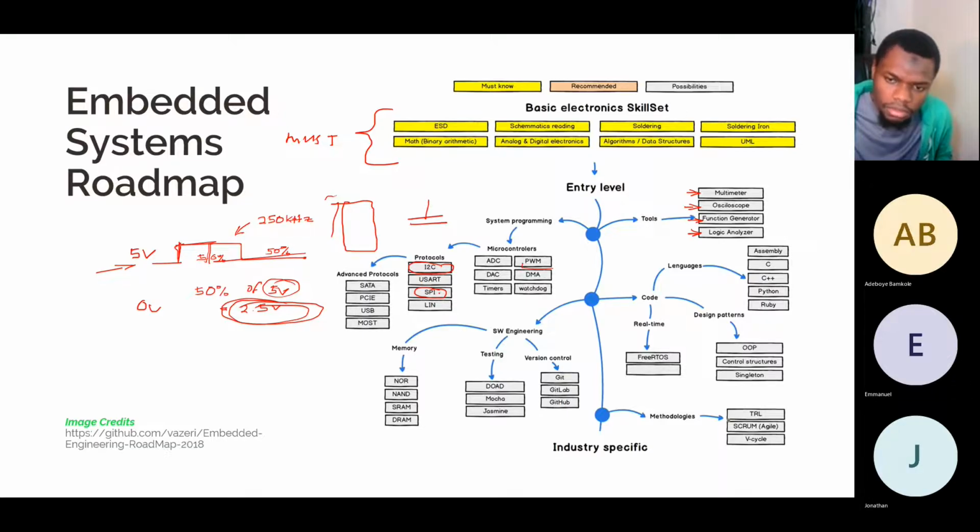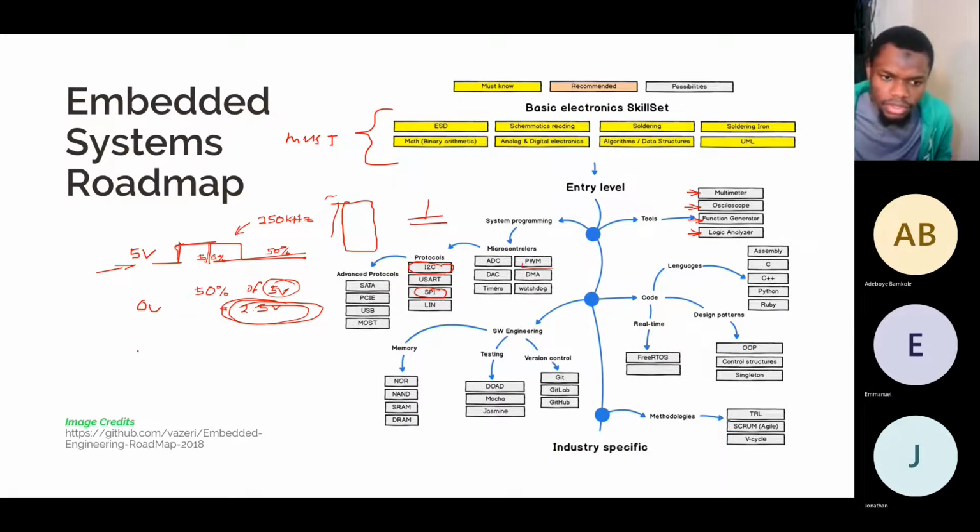Then USART, I can't remember the exact advantage of USART. But these are just protocols used to communicate between microcontrollers and, you know, things like maybe some other ICs.